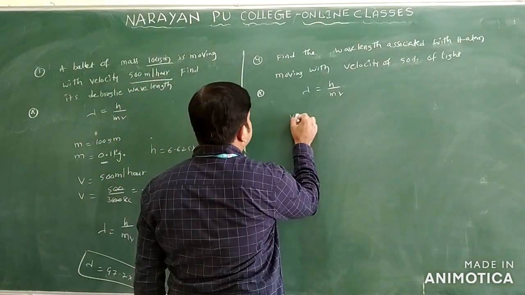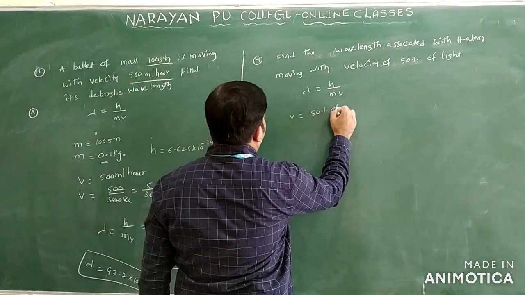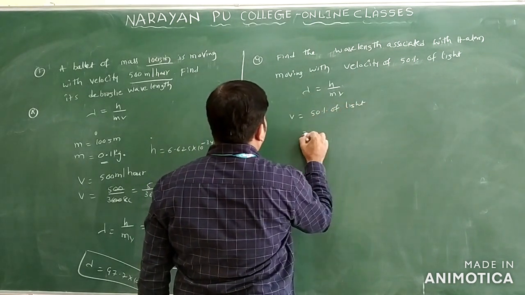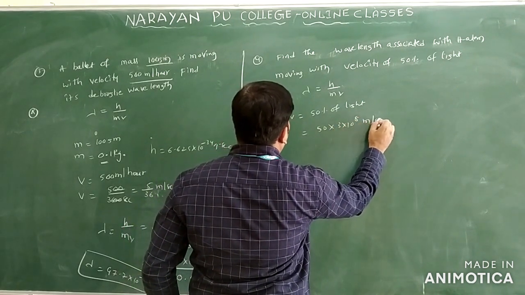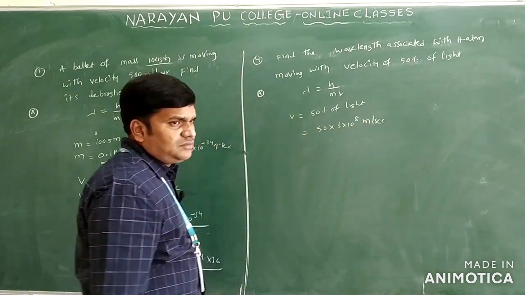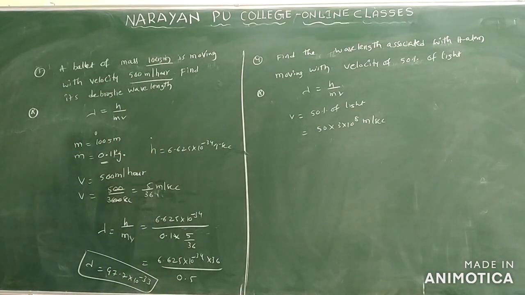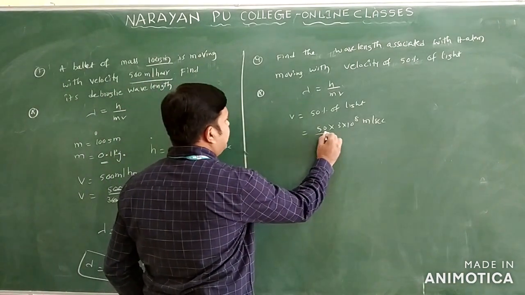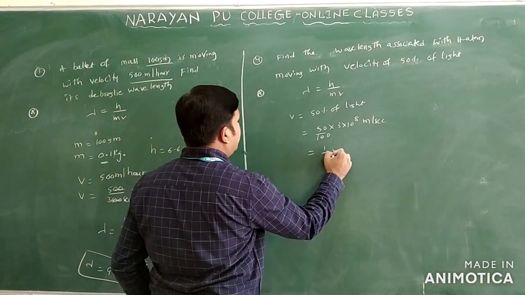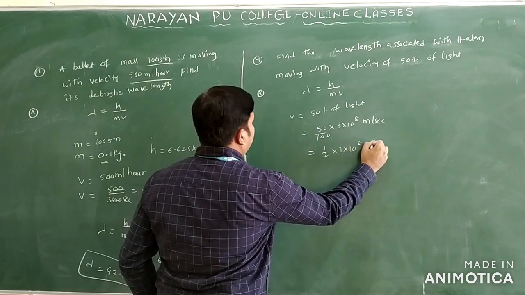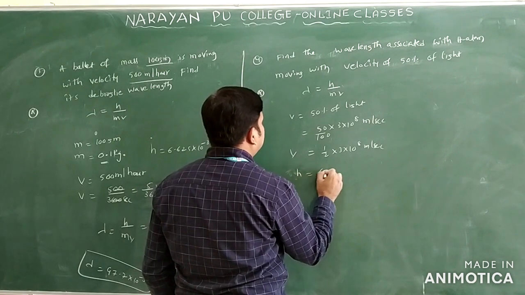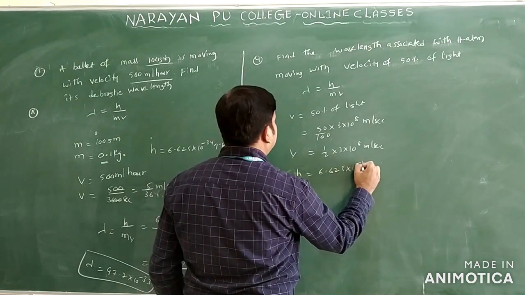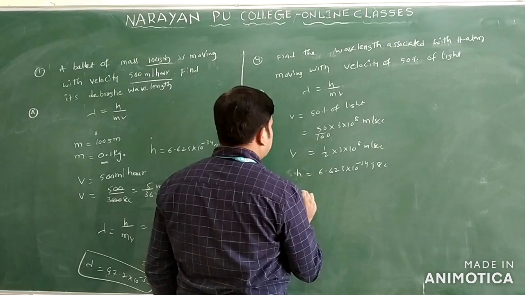So velocity v is equal to 50% of the light. We will write here 50 into 3 into 10 power 8 meter per second. 50% means 50 by 100, can I write? Then I will get 1 by 2 into 3 into 10 power 8 meter per second. This is v. And one more, h is equal to 6.625 into 10 power minus 34 joule second only.